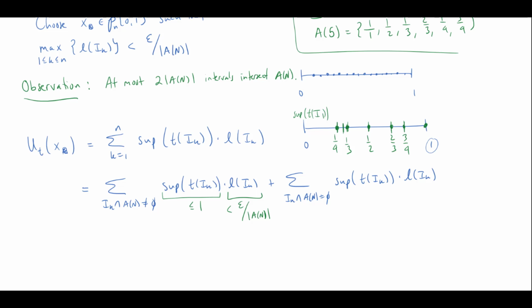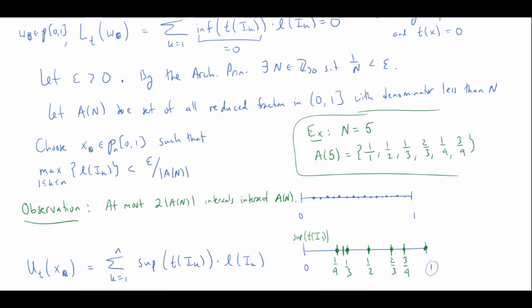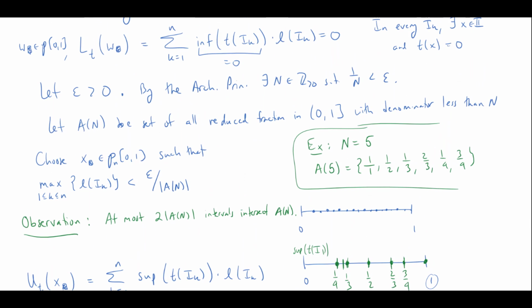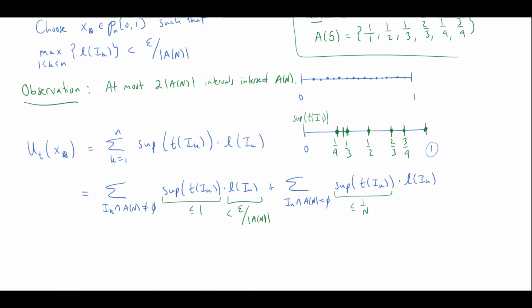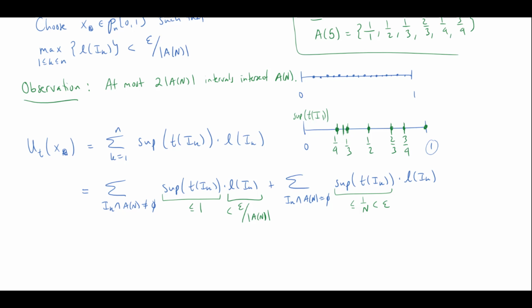Well, it looks to me like this supremum, since I'm looking at things that do not intersect A_n, the absolute worst case is that I get a fraction like 1 over N, 1 over big N, because I know I don't have anything with a smaller denominator. So these are all less than or equal to 1 over N. But now 1 over N, where did that come from? Yes, the Archimedean principle. We said we could find some capital N such that 1 over N was less than epsilon. So this here is less than epsilon.